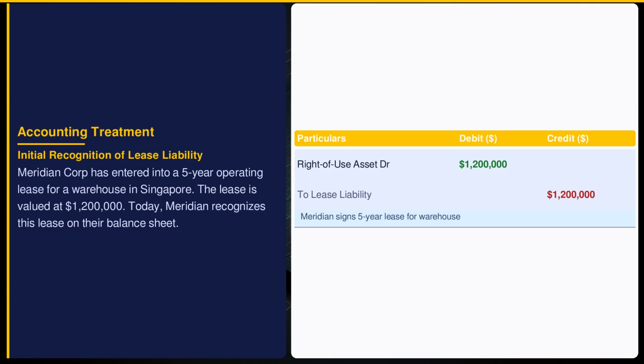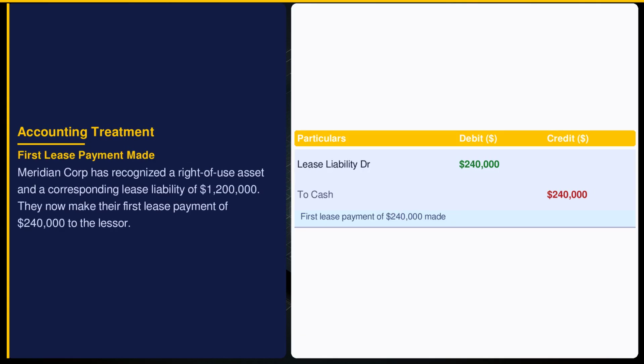The first lease payment reduces the lease liability on Meridian's balance sheet by $240,000, while decreasing cash by the same amount. This transaction demonstrates the dual impact on financial position, lowering both assets, cash, and liabilities, lease liability, by the payment amount, keeping the balance sheet in equilibrium.